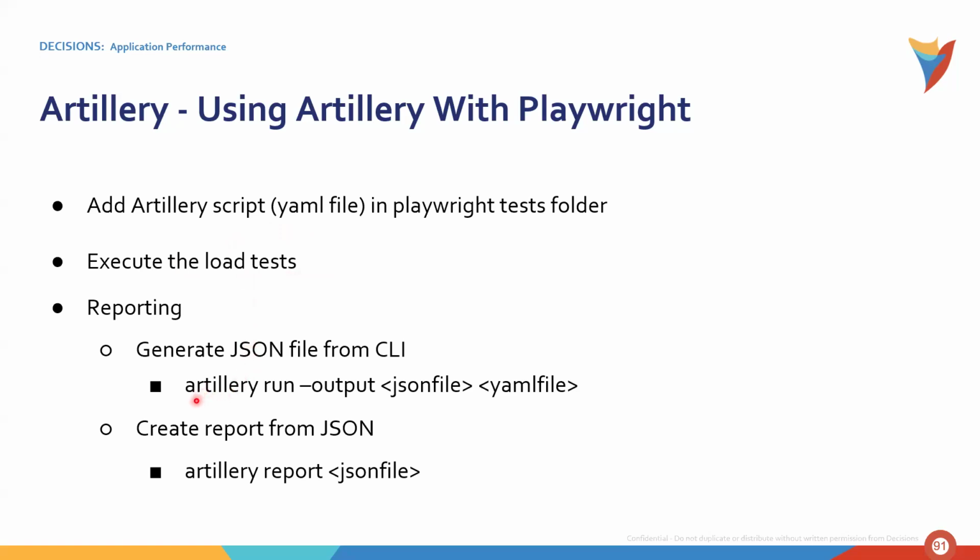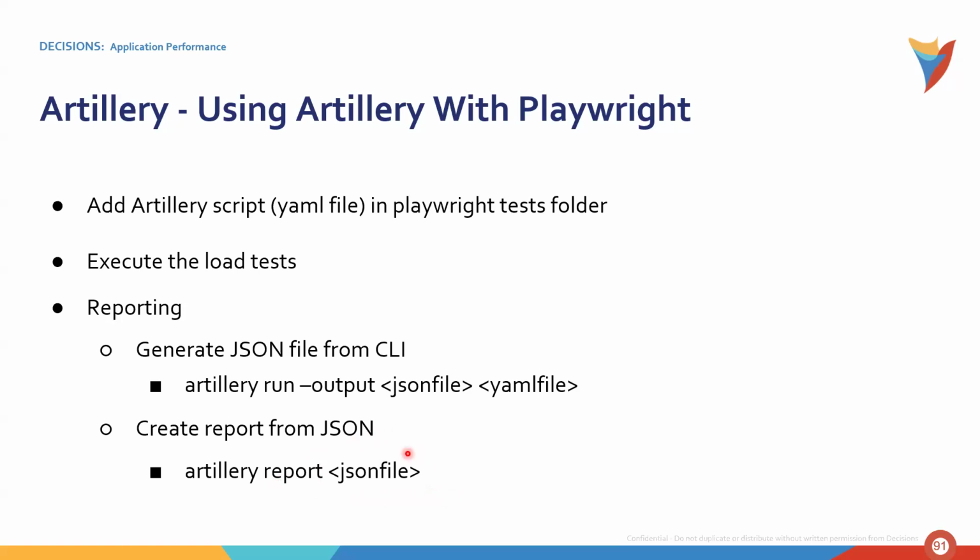So for reports, you need a JSON file. JMeter requires a CSV file for reports. Artillery requires a JSON file. So we say artillery run, output JSON file name, and the YAML file. And using that JSON file, we want to generate an HTML report. So we say artillery report using this JSON file. Any questions here? I'll demonstrate this.